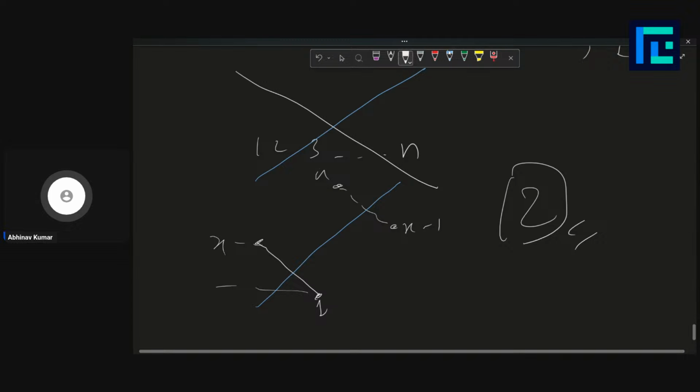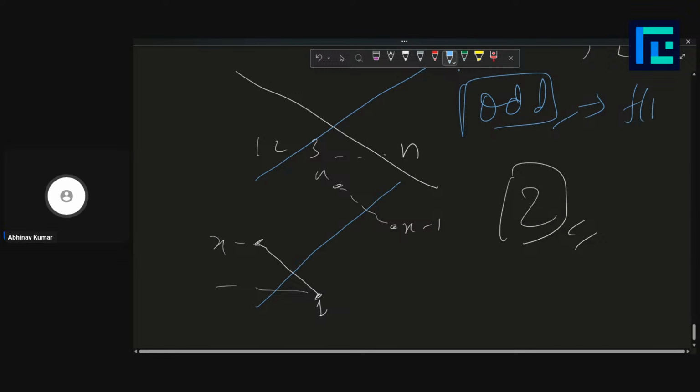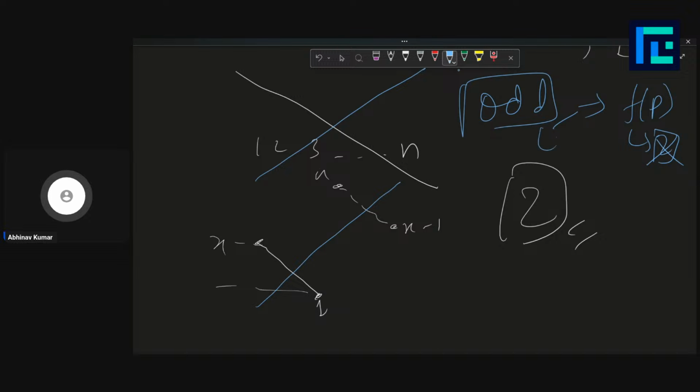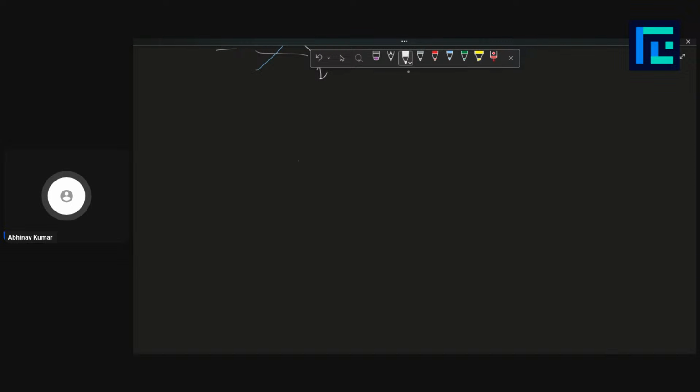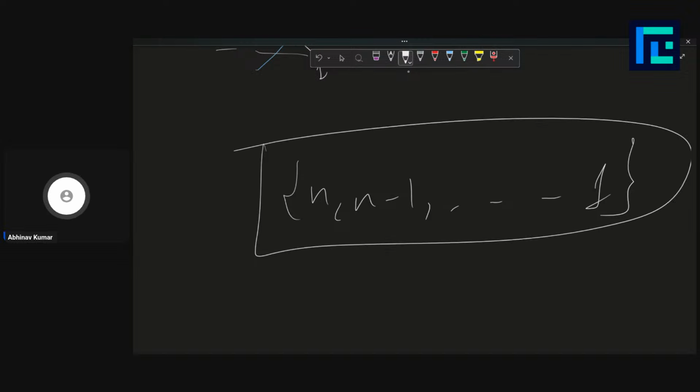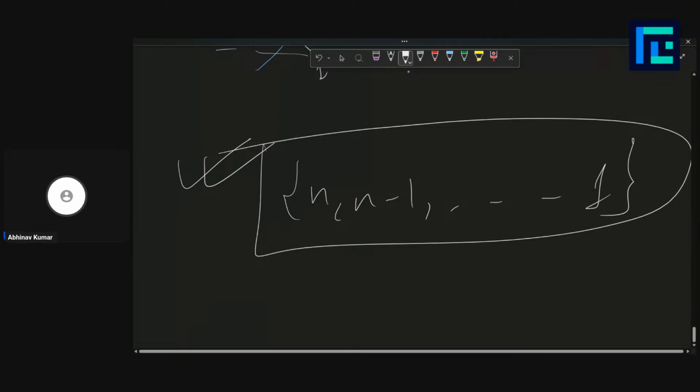And for odd we have already proved that we would never have an FP of 2. This is not possible. So for odd at max it would be 1 only. So we can prove that if you just take a permutation n, n minus 1, up till 1, this would always be right. For odd it would give you a GP value of 1, for even it would give you a GP value of 2.